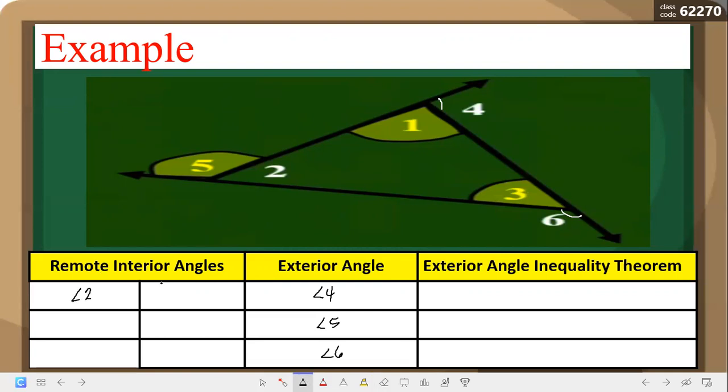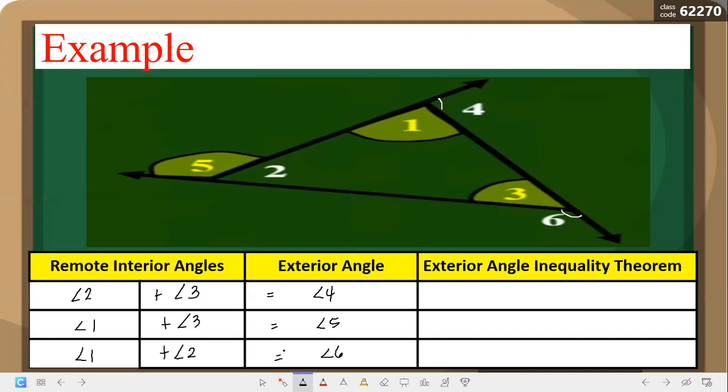So angle 2 plus angle 3 is equal to angle 4, or exterior angle 4. Then for angle 5, the two remote interior angles are angle 1 and angle 3. Then for the last one, the two remote interior angles of angle 6 are angle 1 and angle 2. So bakit nilagyan ko siya ng equal?